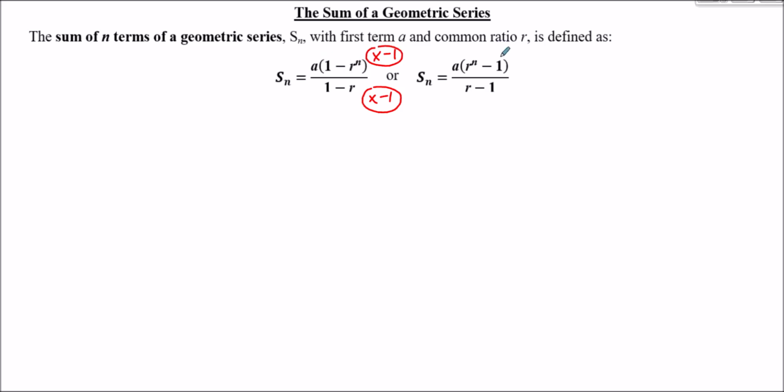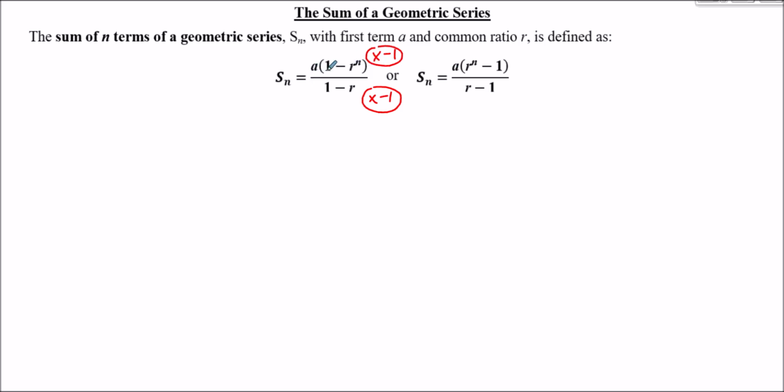So 1 becomes -1, minus rn becomes positive rn. So both these forms are equivalent and have different benefits. But essentially, if you just remember or use one, you can use the other. So only one needs to be known.